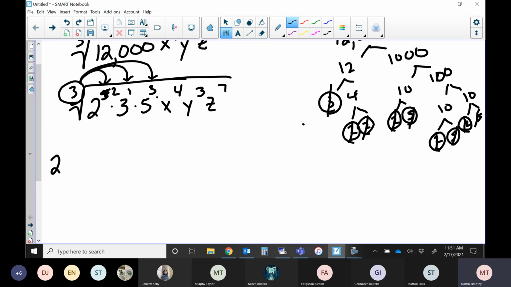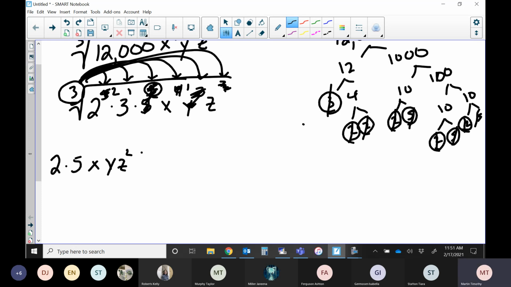How many times does 3 go into 3? It goes into it once, so I get a 5 out. There's none left over. Now I'm moving on to my variables. 3 goes into 4 one time with 1 left over. 3 goes into 3 one time with none left over. And 3 goes into 7 2 times with 1 left over. And so I still have the cube root of 2 squared, which is 4.